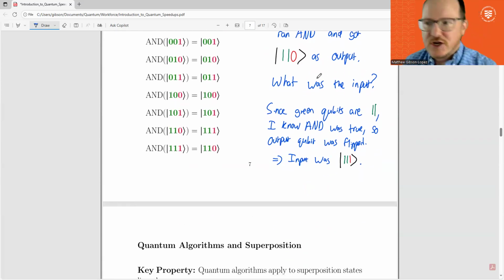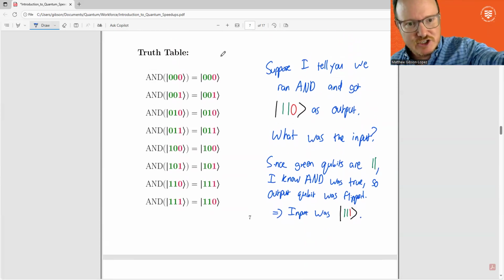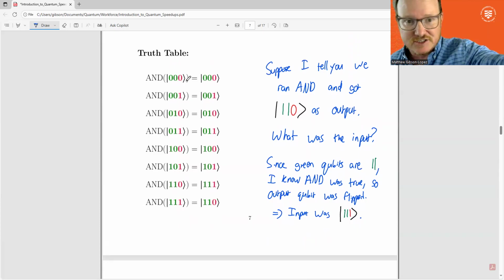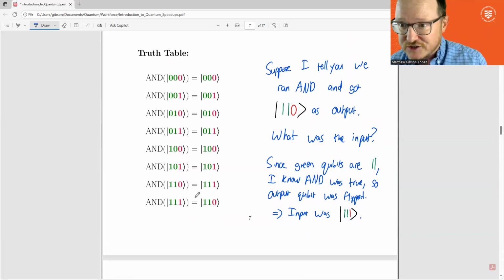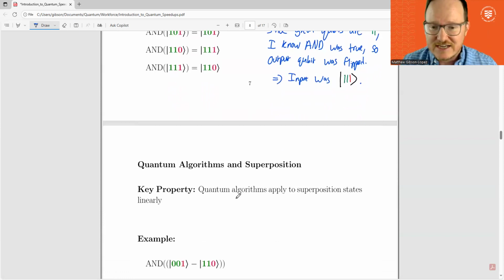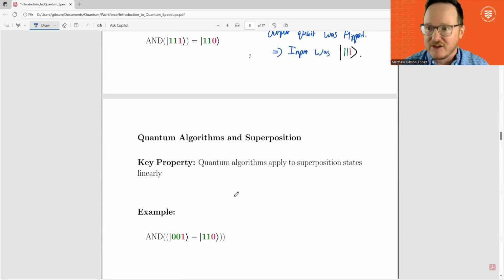Okay. So now here I've just described how AND works if it's not on a superposition state, where it's just one of these bit strings and that's it. What if I apply AND to a superposition state? Then what happens? Essentially, you could think of it as being applied linearly if you're trying to figure out how this is going to apply.